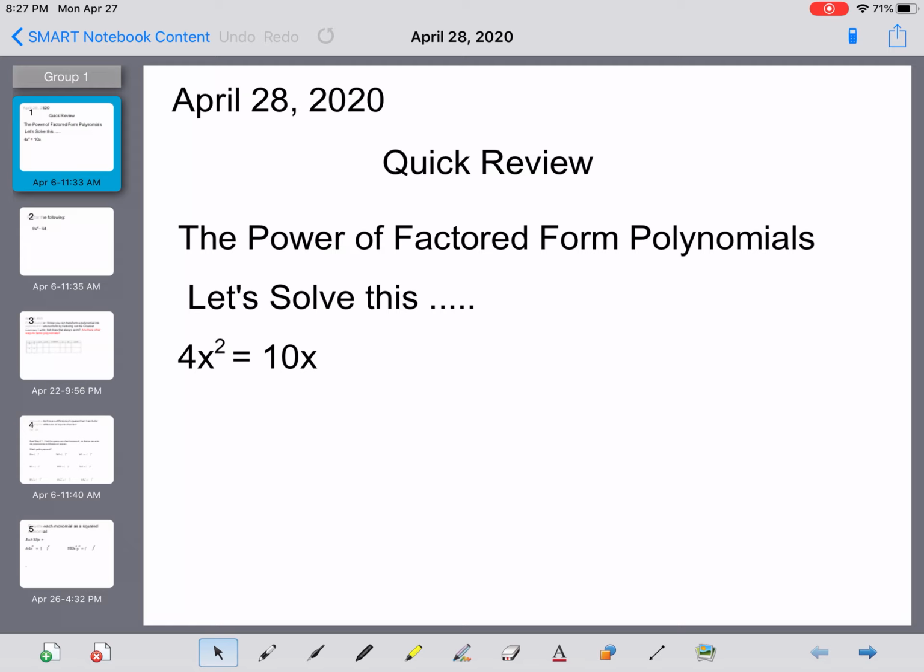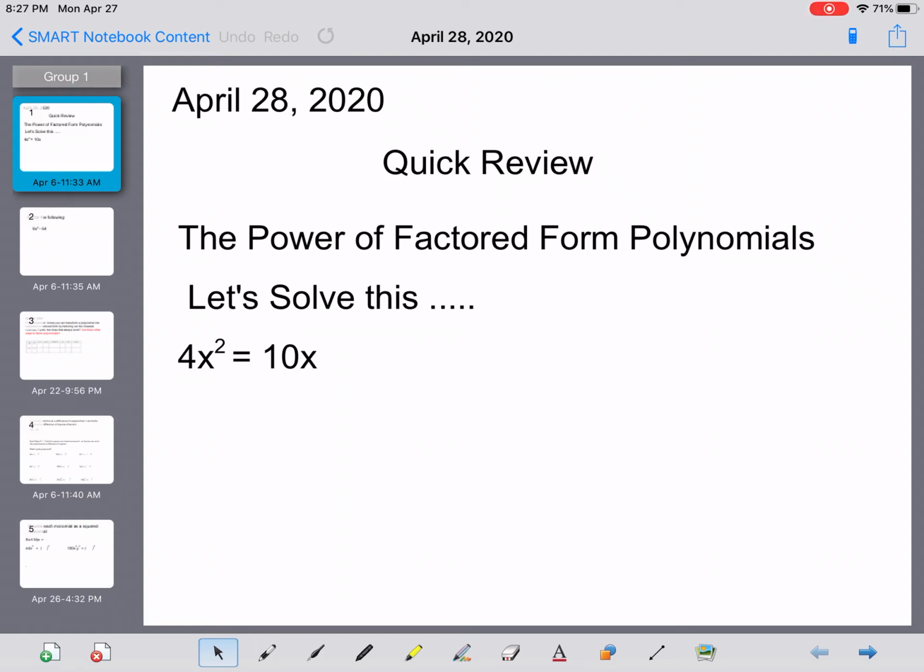This will be review. If you've kept up, remember, make sure you have your notebook out, take some notes. Your notes will help you when you're working on your problem set. So I have an equation, 4x squared equals 10x. If I asked you to solve this equation a couple weeks ago, you might have got lucky. You might have figured it out by guessing and checking, but there's a likelihood you wouldn't have. So let's look at this.